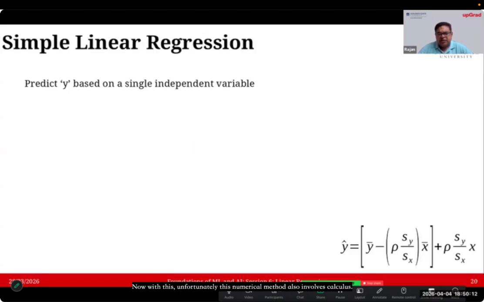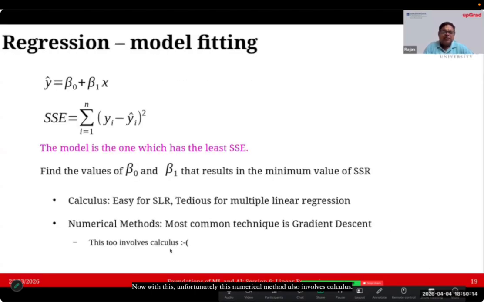With this, unfortunately, this numerical method also involves calculus. That means it involves the calculation of what is called the derivative, and that's called gradient.